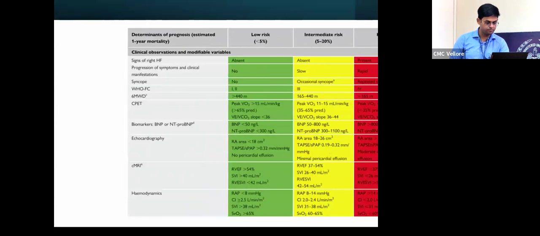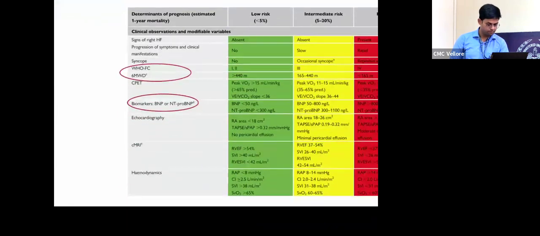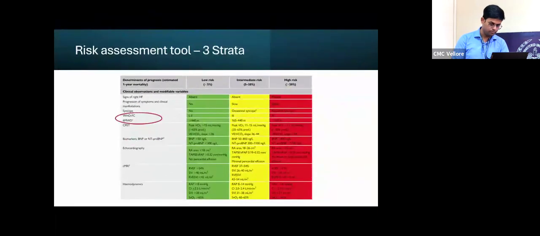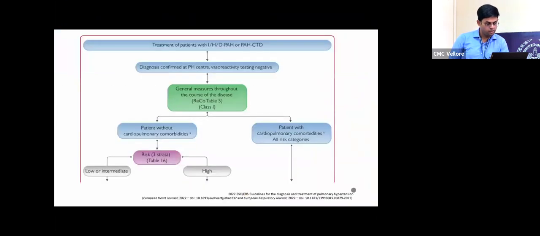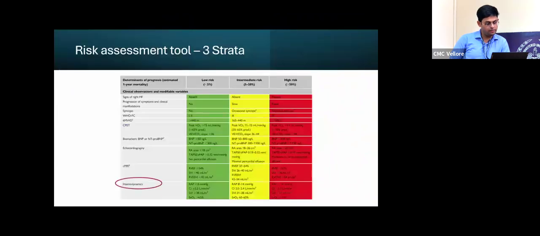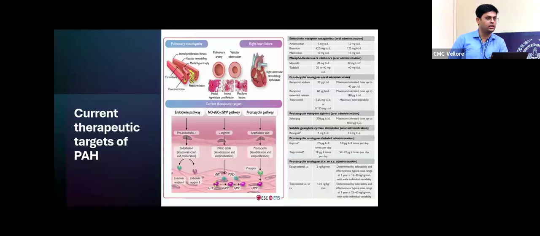Once you stratify them low, intermediate, or high, after stratification, then move on to the therapeutic targets. So what are the therapeutic targets that are available for these patients?